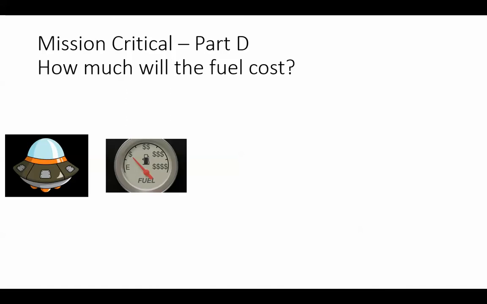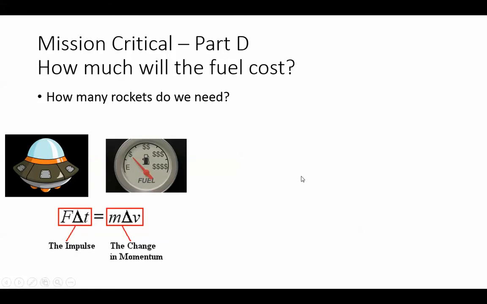So the very first part of this video is actually how are we going to figure out how many rockets we need. In order to get to the total fuel cost, we need to start with how many rockets are we going to strap to our ship to get it going up to speed. In order to do that, we're going to be using the equation for impulse.